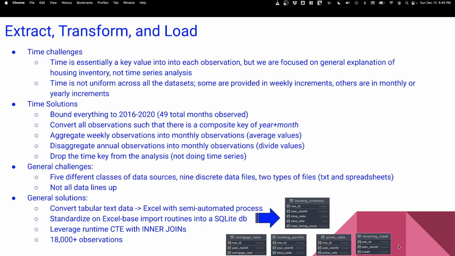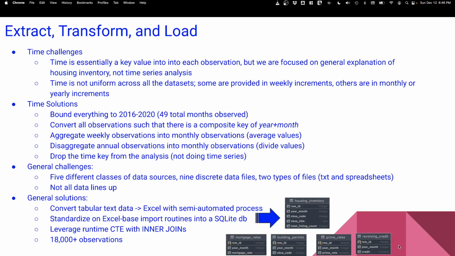So I talked about that a little bit there in the time side, but on the general challenge, we had 5 different classes of data sources, 9 discrete files, 2 different file types across those. We had text and spreadsheet. Not everything lined up. We normalized to week year for each observation. There was some expansion, some contraction. We took and turned all of the textual data into Excel data just to normalize the import process. And then we put it into a SQLite database. You can see in the schema there to the right.